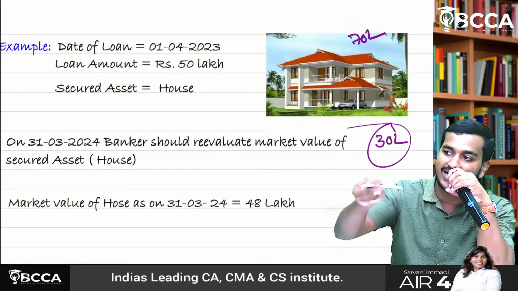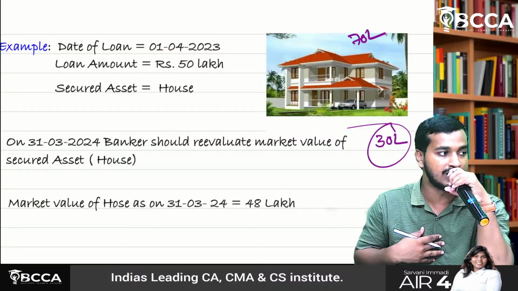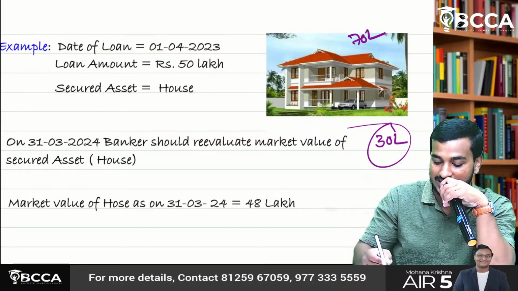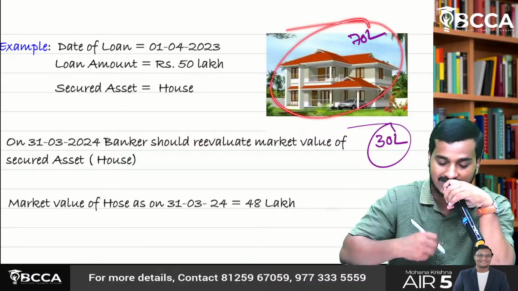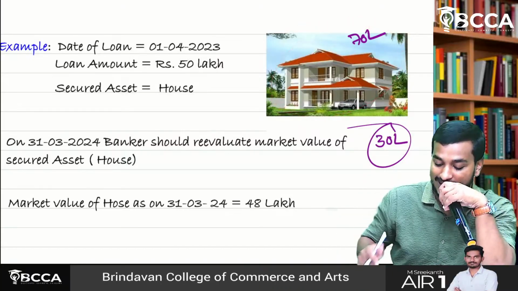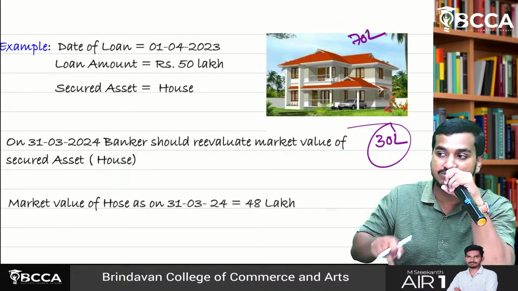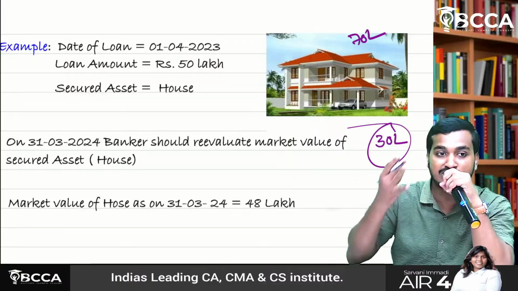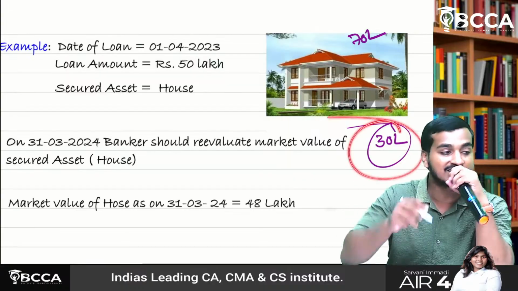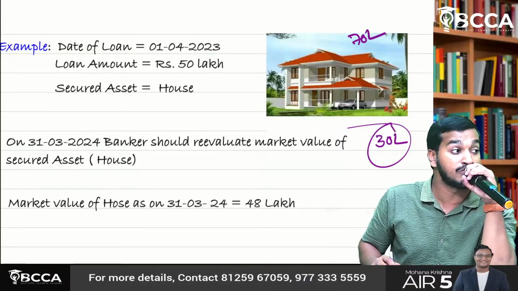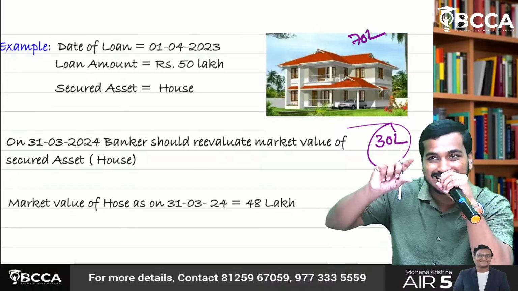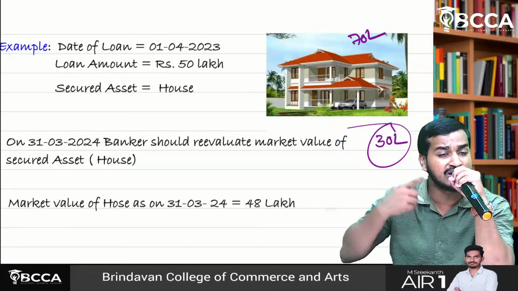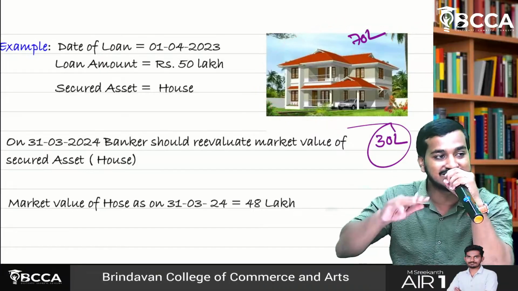Now think from the banker's point of view. You are a banker, you have given a loan to a customer with a security, with the notion that my security is there, that is 70 lakhs. But what happened? As on the balance sheet date, as on 31st March 2024, as on the closing of your books, that asset value is not 70 lakh, it is only 30 lakhs. You have to apply your prudence concept. You have to revalue your security asset. At every year end, you have to revalue your asset which is secured.